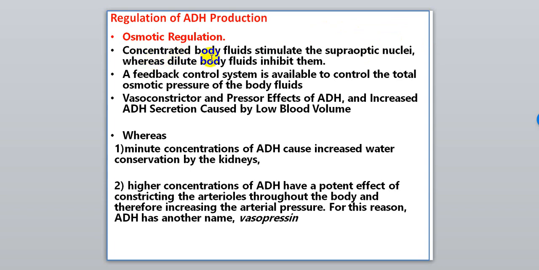In case of concentration of body fluid, when the fluid in the body increases, it will stimulate this nuclei to send signals to the pituitary gland, while dilution of body fluid will cause inhibition. Meaning that these cells or nuclei send signals for production or secretion of antidiuretic hormone from the pituitary gland.